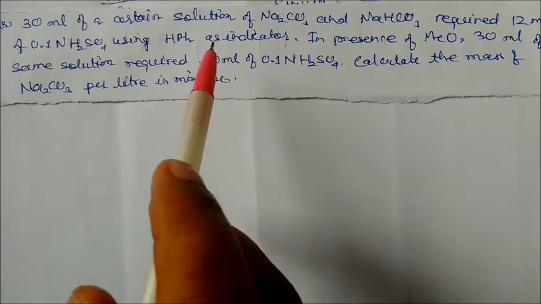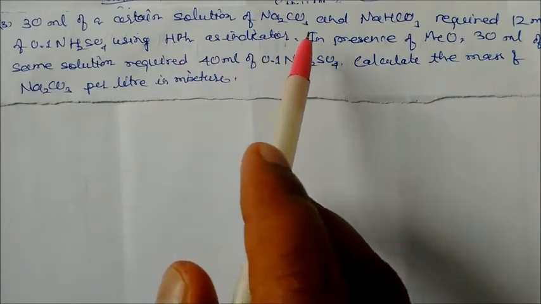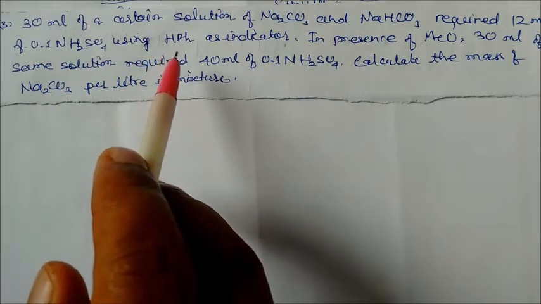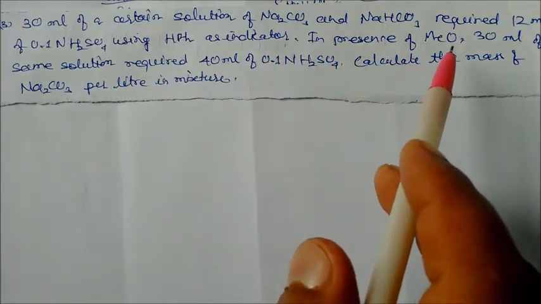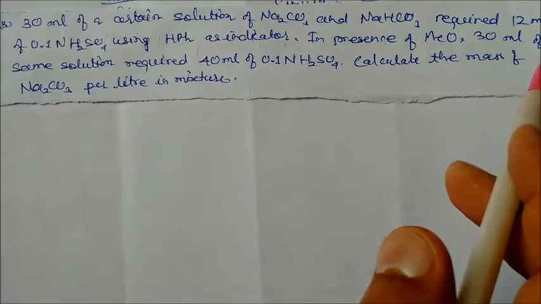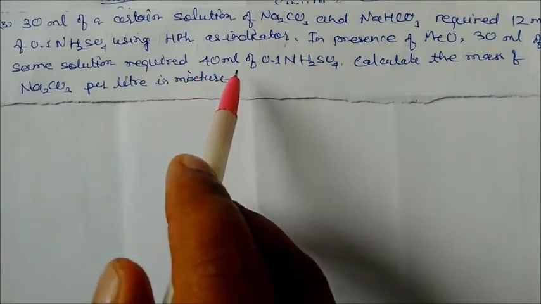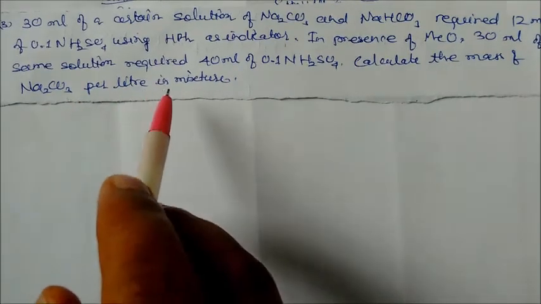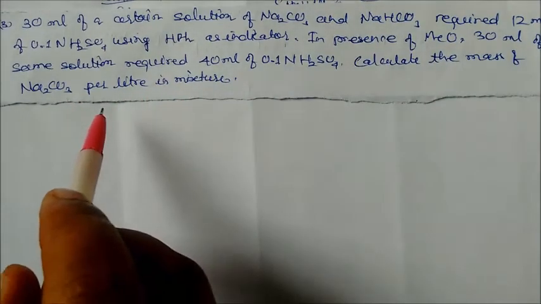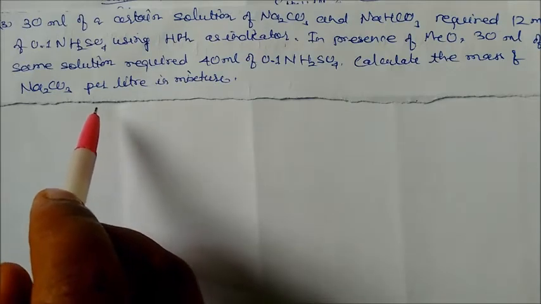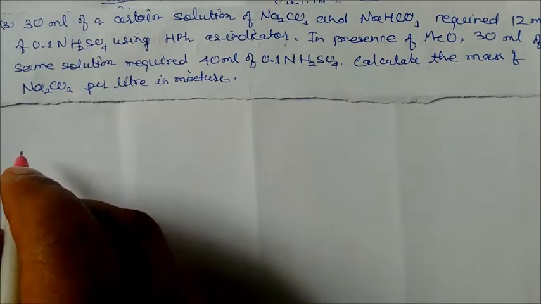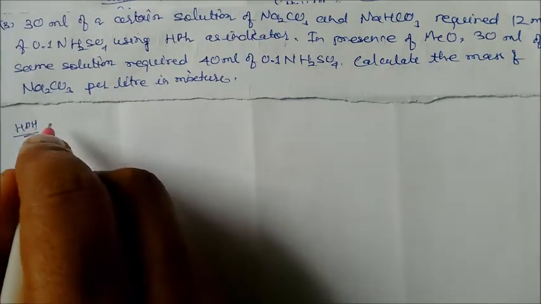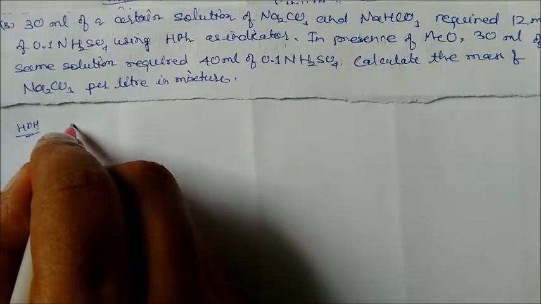30 ml of a certain solution of sodium carbonate and sodium bicarbonate require 12 ml of 0.1 normality H2SO4 using phenolphthalein as the indicator. In the presence of methyl orange, 30 ml of the same solution required 40 ml of 0.1 normal H2SO4. Calculate the mass of sodium carbonate per liter in the mixture. So here we need to find out sodium carbonate per liter in the mixture.